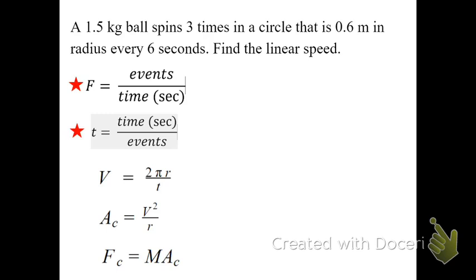So we're going to jump into a couple of problems. I want to work through these with you. So in this one, it says a 1.5 kilogram ball spins 3 times in a circle that is 0.6 meters in radius every 6 seconds. Find the linear speed.